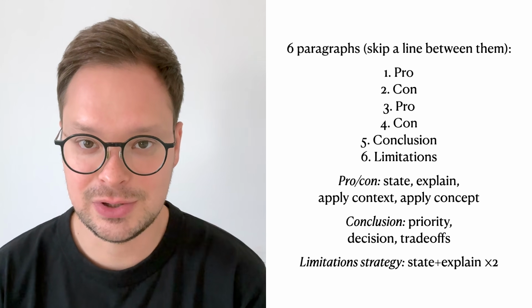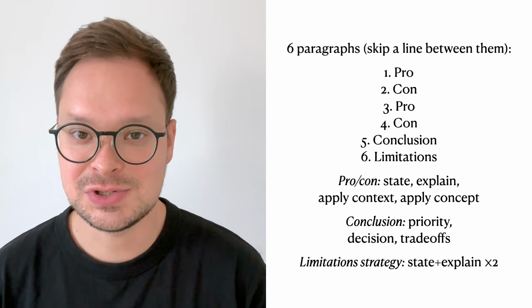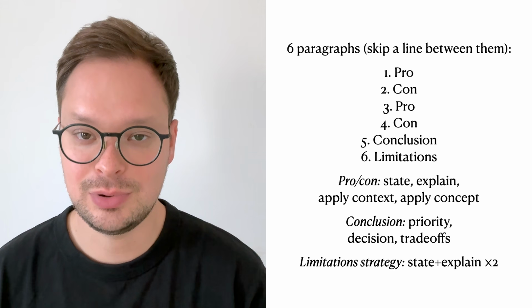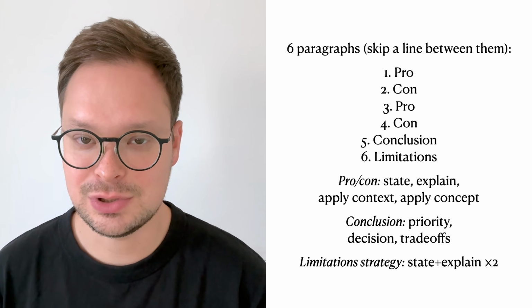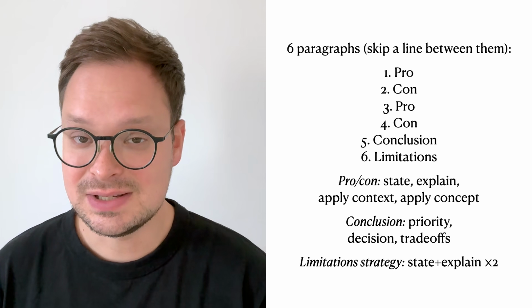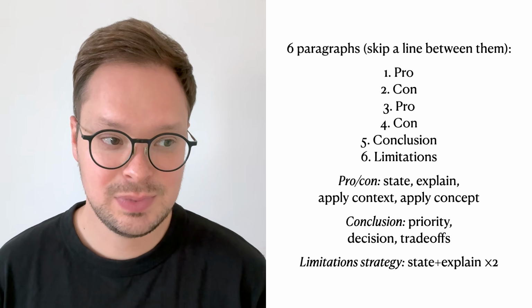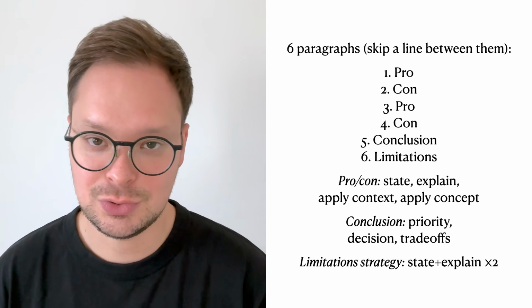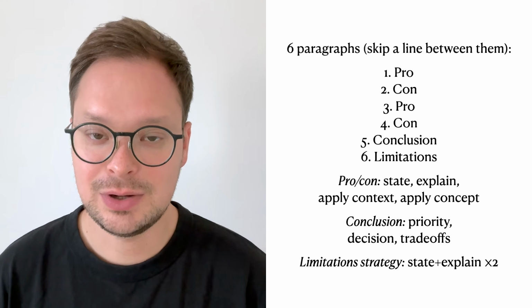Then in the 5th paragraph of your 10 marker response, you should write a conclusion. The strategy for conclusion is priority, where you explain what is the priority for a company, perhaps based on its mission statement or objectives. Then you should make a decision for a company, whether option 1 is better or option 2, or whether they should or should not make a decision. It all depends on the question. And then you should talk about trade-offs.